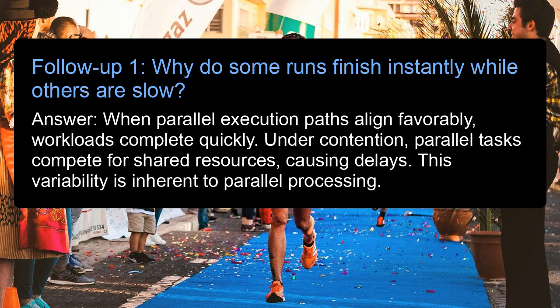Follow-up 1. Why do some runs finish instantly while others are slow? Answer: when parallel execution paths align favorably, workloads complete quickly. Under contention, parallel tasks compete for shared resources, causing delays. This variability is inherent to parallel processing.